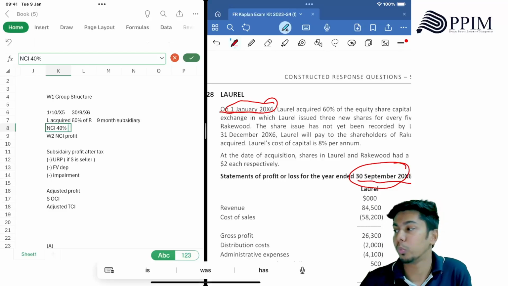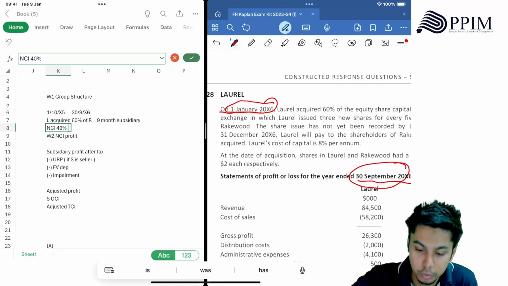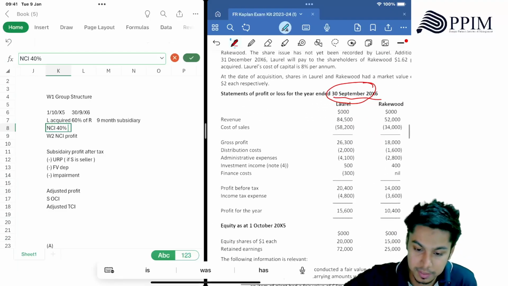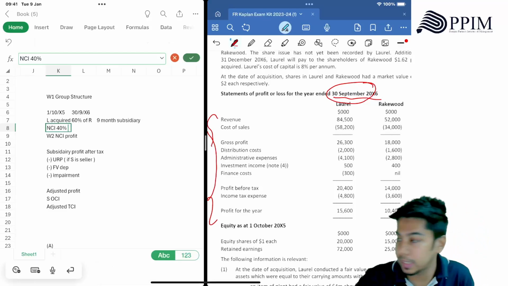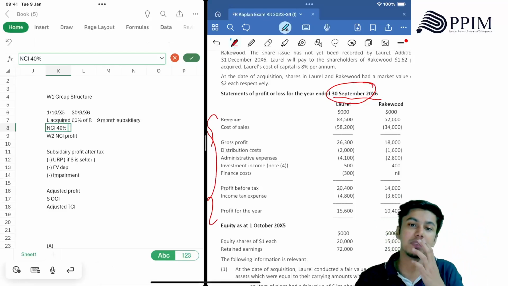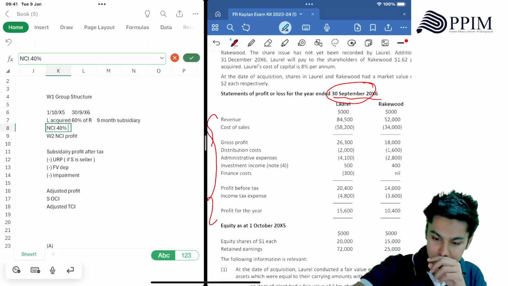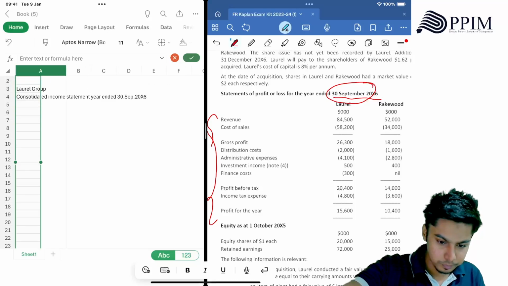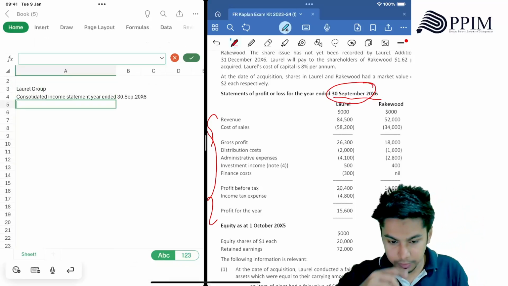Guys, now listen. Once you understand that this is a 9-month subsidiary, now you need to start copying the format. When I say copy the format from revenue to profit, whatever is needed, we have to start copying one by one. Shall we start copying this quickly? Can you do it with me faster? So let's start now.